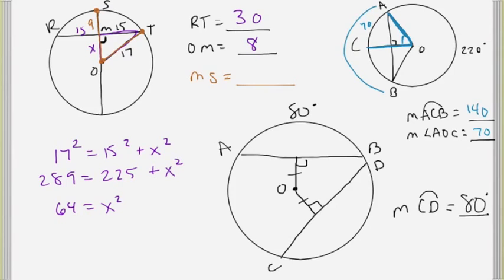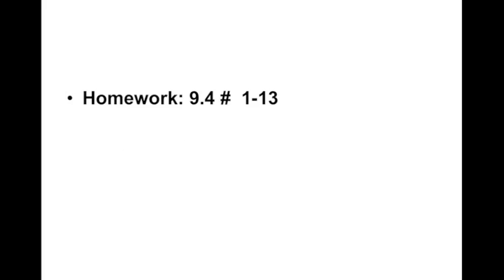Big idea in the homework, we're dealing with lots of right angles. So look for a lot of right triangles to do your Pythagorean theorem in your assignment. Your assignment is from 9-4, 1 through 13.